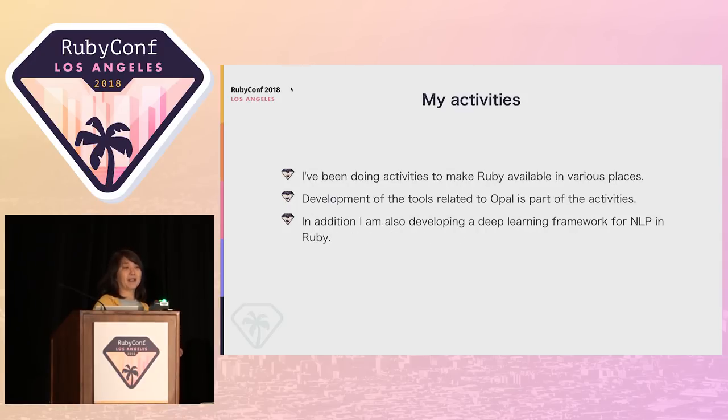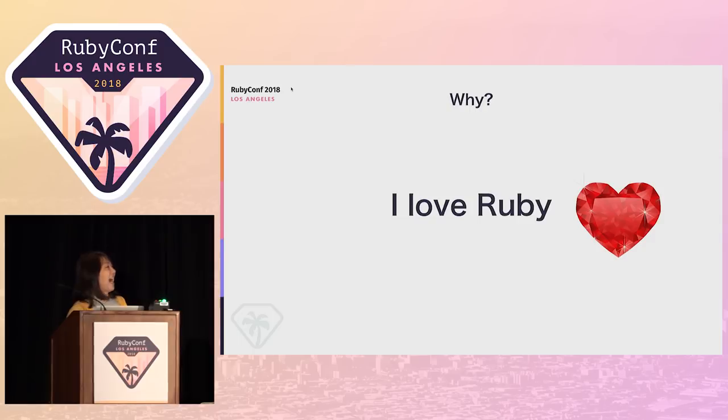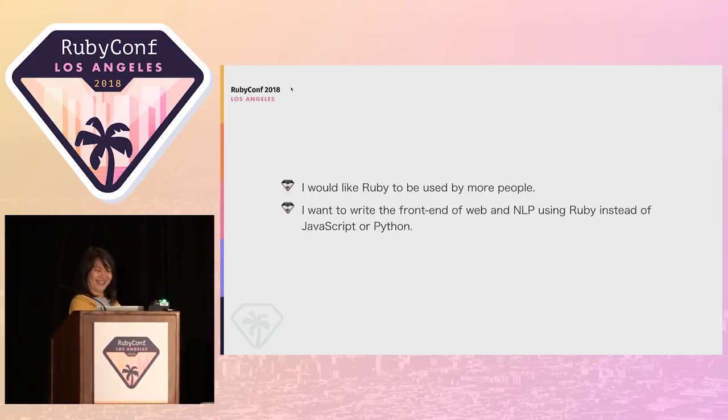I've been doing activities to make Ruby available in various places. Development of the tools related to Opal is part of the activities. In addition, I'm also developing a deep learning framework for NLP in Ruby. Why do I do these activities? Because I love Ruby, and I would like Ruby to be used by more people. I want to write the front end of web and NLP using Ruby instead of JavaScript or Python.